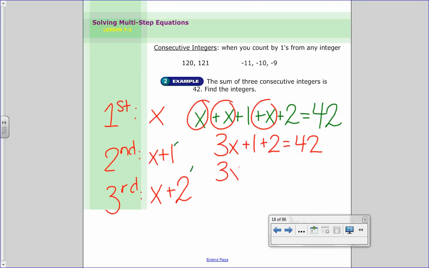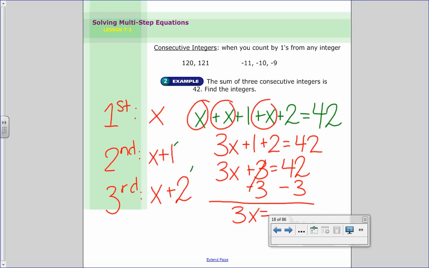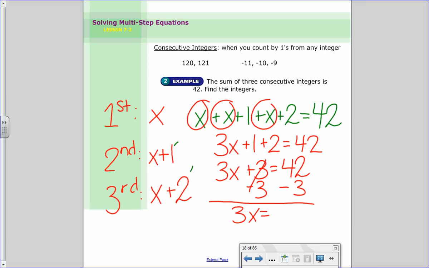Again, I could add plus 1 plus 2 and do plus 3 right away and get 3x plus 3 equals 42. Now I have those problems, so I subtract 3. 3x is equal to 39. Divide by 3. And I have x is equal to 13. So my first term is 13, but they want all of them, so I'm going to say it's 13, 14, and 15.